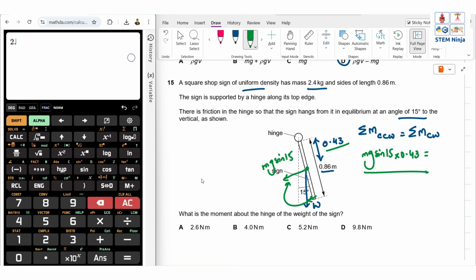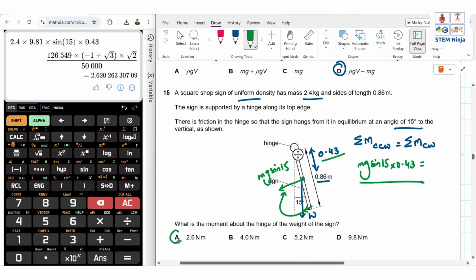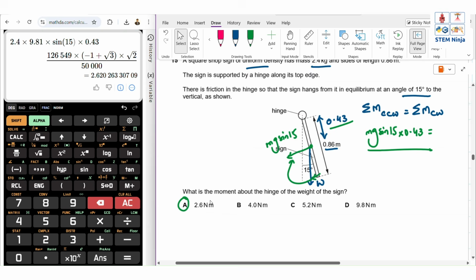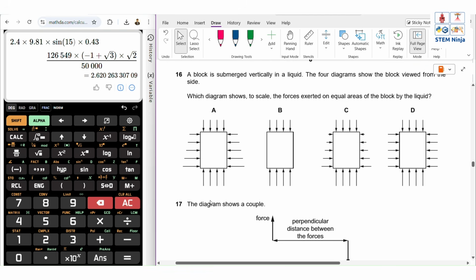So 2.4 times by 9.81 times by sine of 15 times by 0.43. This is 2.6, and A being the right answer. That's it. Okay. A block is submerged vertically in a liquid.